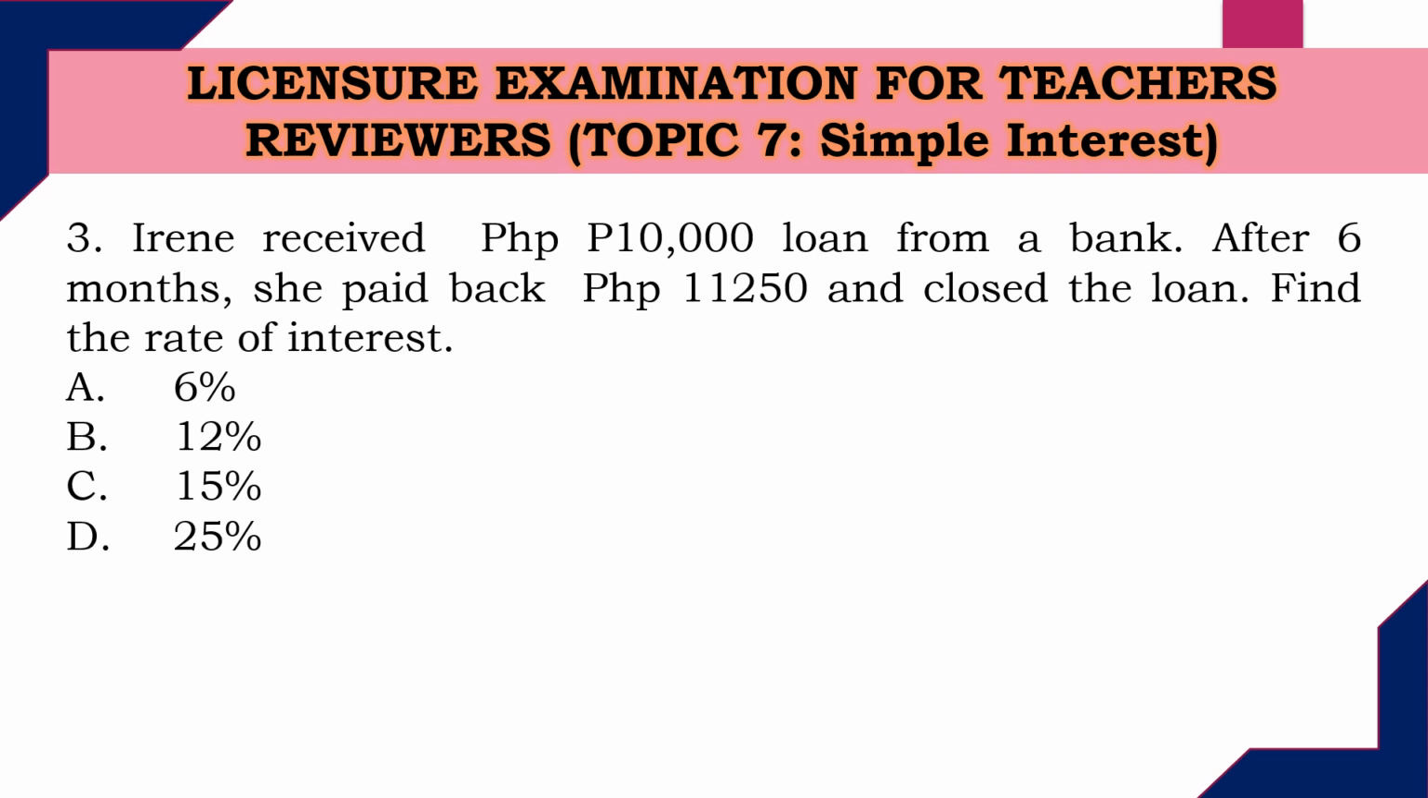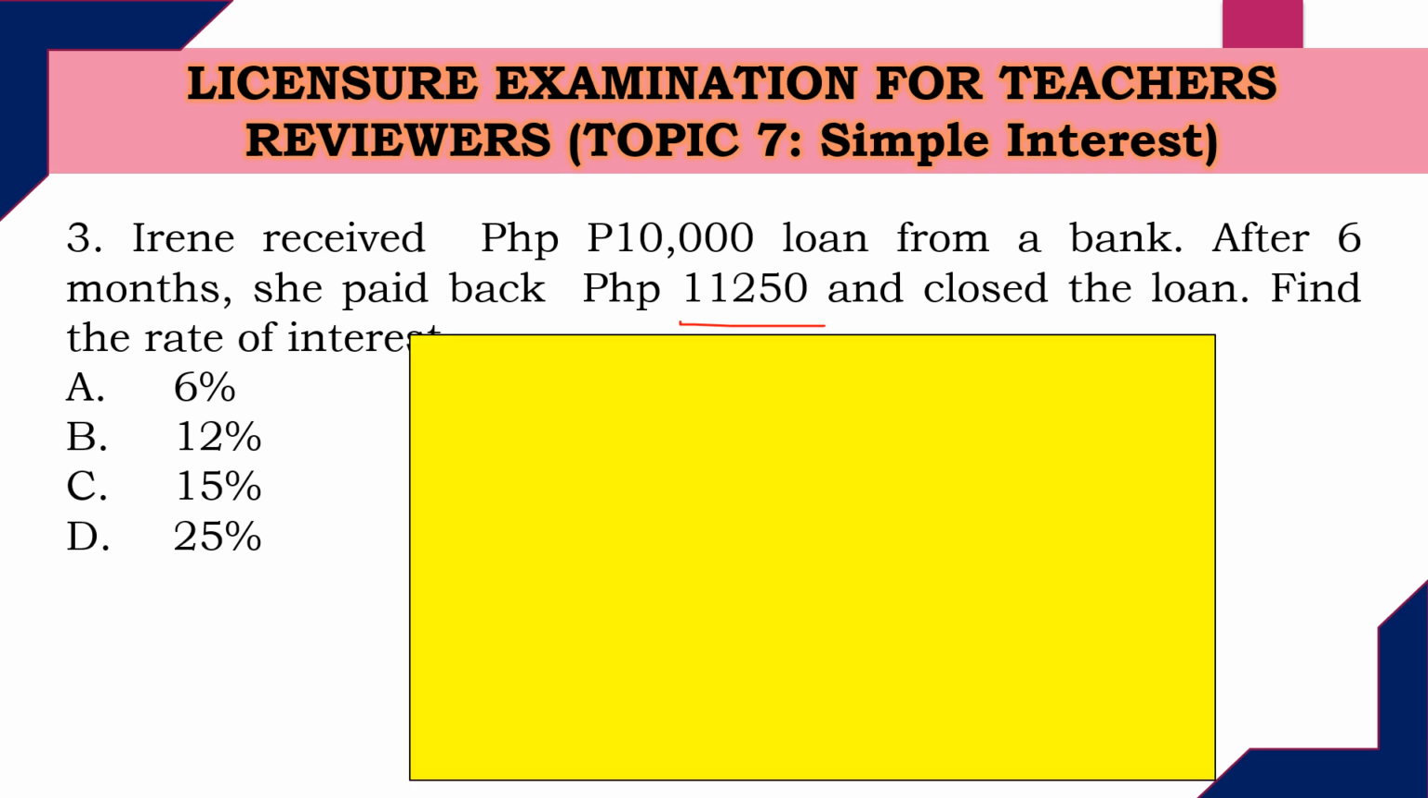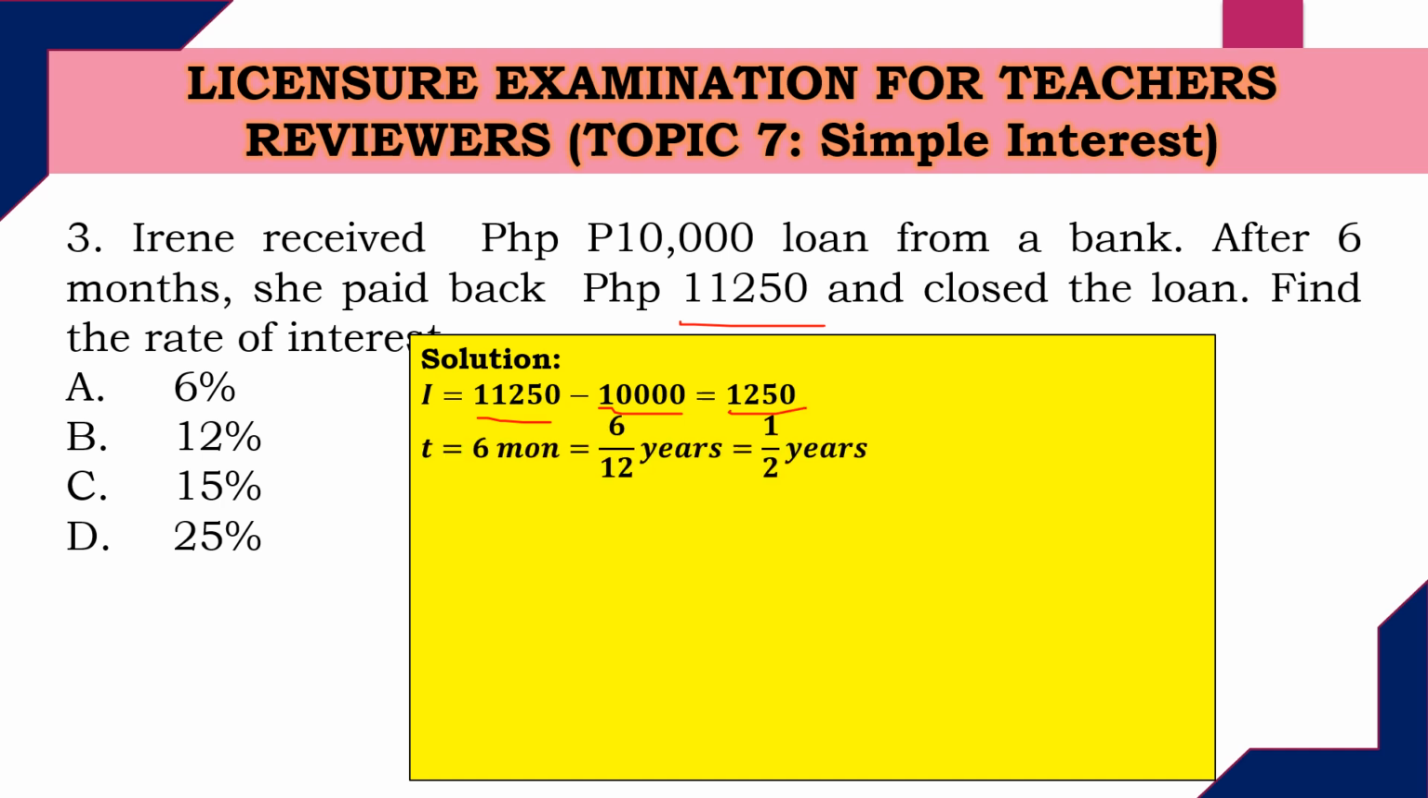The given is the amount of her loan which is 10,000 and the total of what she paid which is 11,250. So before we compute, we need to find the interest first. So how do we get the interest? We are going to subtract the amount of the loan which is 10,000 from the total of what she paid which is 11,250, and that is equal to 1,250.